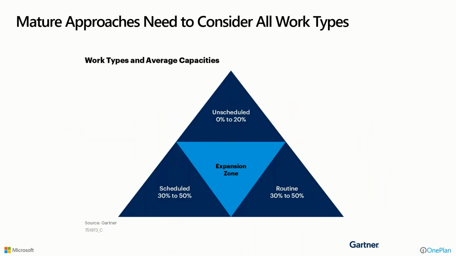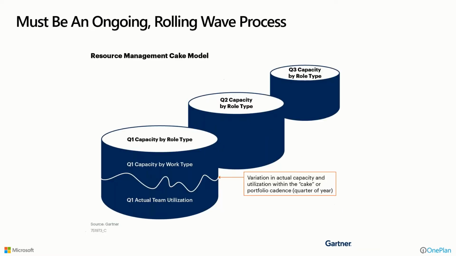And we have to factor in all types of work, they say, whether it's unscheduled work, the unplanned things that come up, scheduled work that we have planned and determined, and then the routine, more operational work. We need to consider that as well. So the key is we can't just focus on projects if we want to be successful, because there are other demands that are facing us.